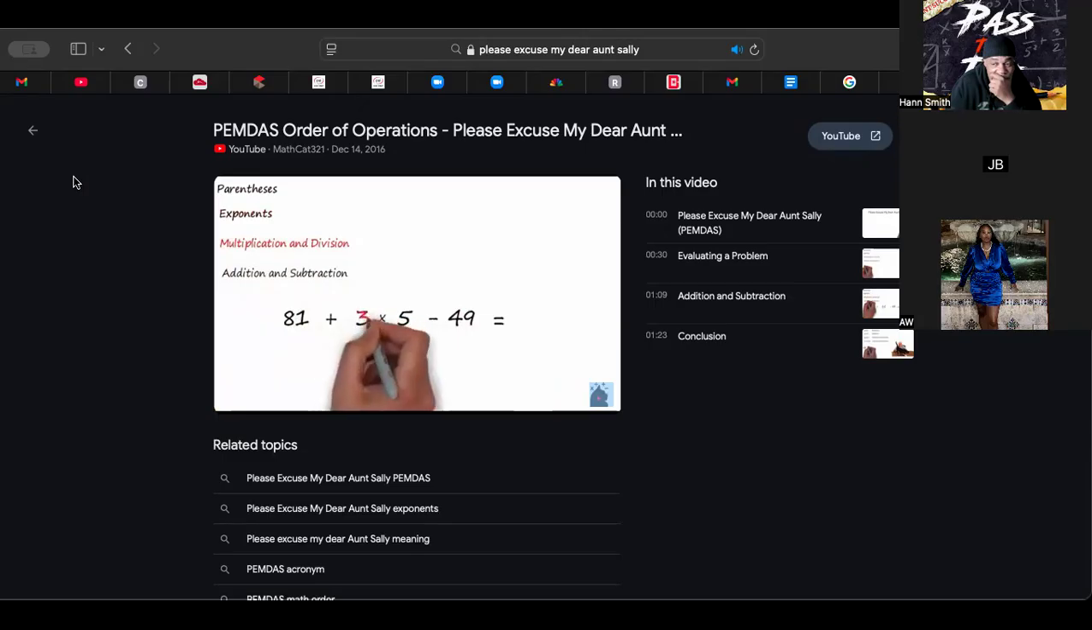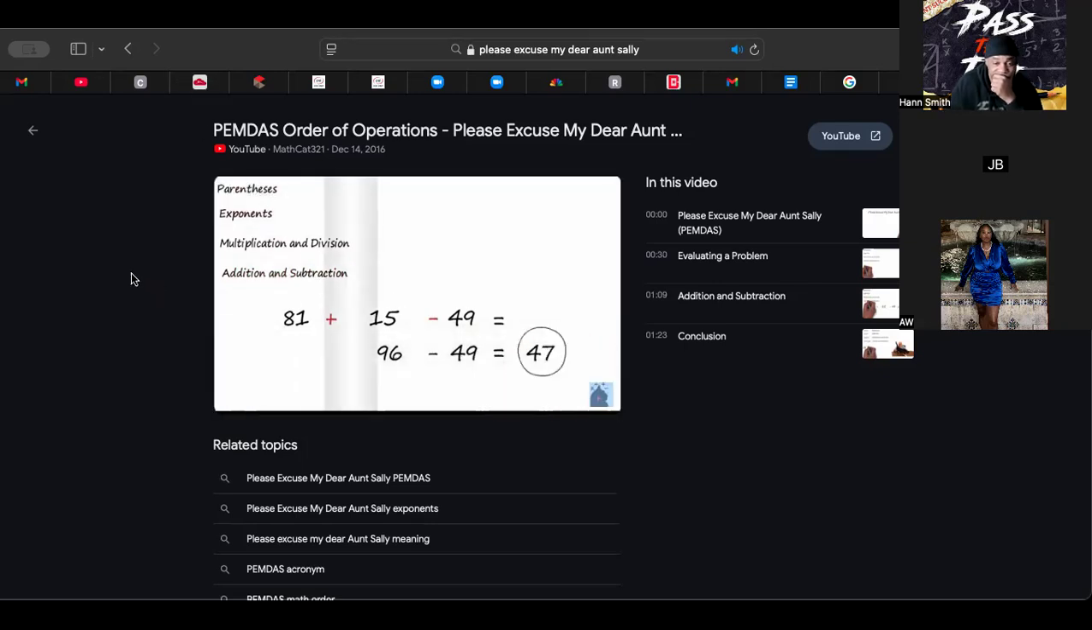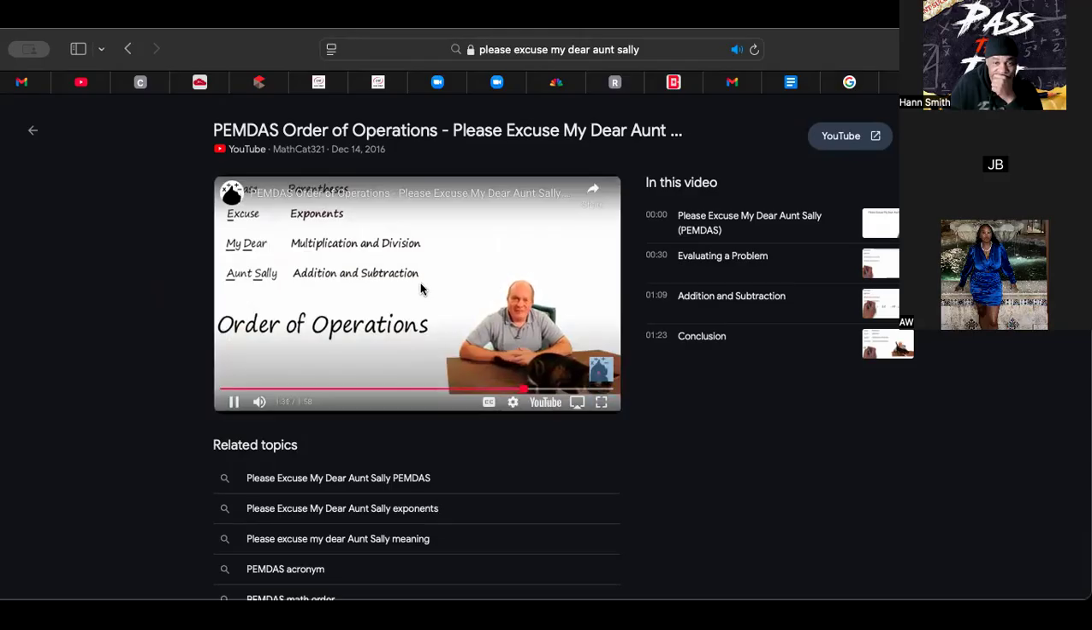Next, we'll look for multiplication and division. And we have 3 times 5, so we'll evaluate that to be 15. Now we have addition and subtraction, and if we have more than one, we're going to go left to right. 81 plus 15 is 96, minus 49 is 47, and that's the value of this expression. So remember, when you're doing operations, the sentence is, please excuse my dear Aunt Sally. I hope you've learned something from this lesson.